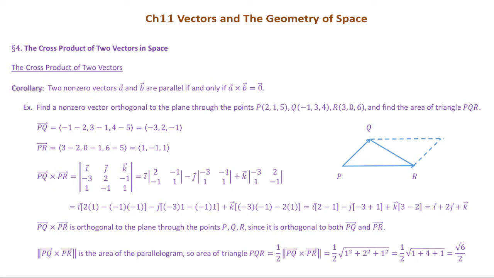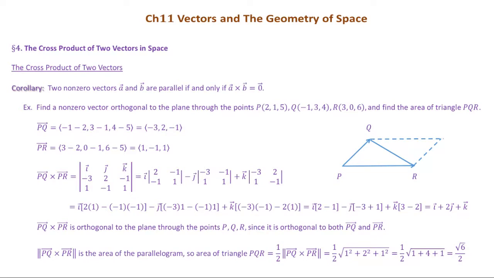Okay, so let's just do one example. Find a non-zero vector orthogonal to the plane through the points P, Q, R, and find the area of triangle PQR. That's one of the applications of the cross product: you can find the area of a triangle. So we have three points in 3D space, and we want to find a vector orthogonal to the plane determined by the three points P, Q, and R. How do you do that? We can use vectors and the cross product.